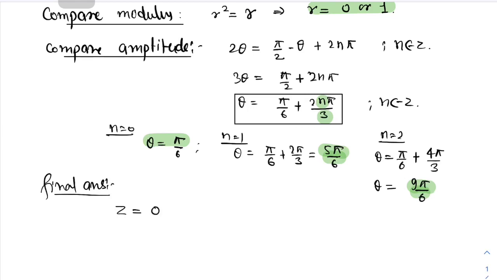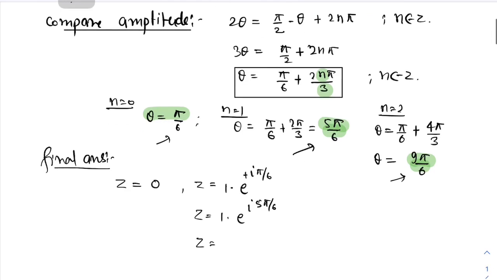So one value of z is 0 itself, because the 0 complex number has its magnitude, or modulus, as 0. The other complex numbers have magnitude 1, and these three have modulus 1: e to the power iota pi by 6, then 1 into e to the power iota 5 pi by 6, and the third is 1 into e to the power iota 9 pi by 6.